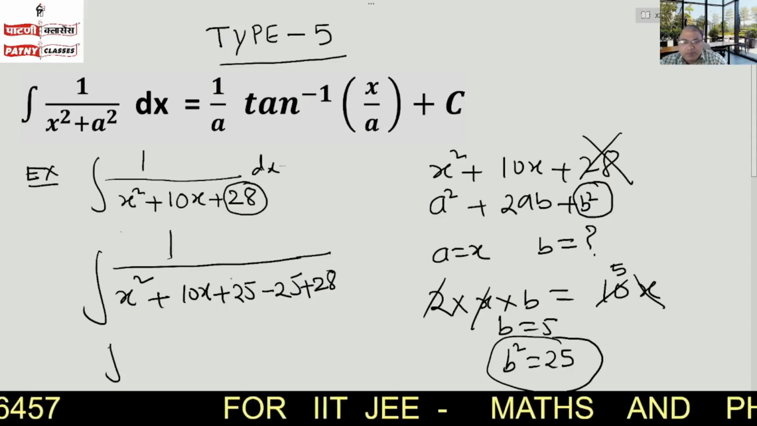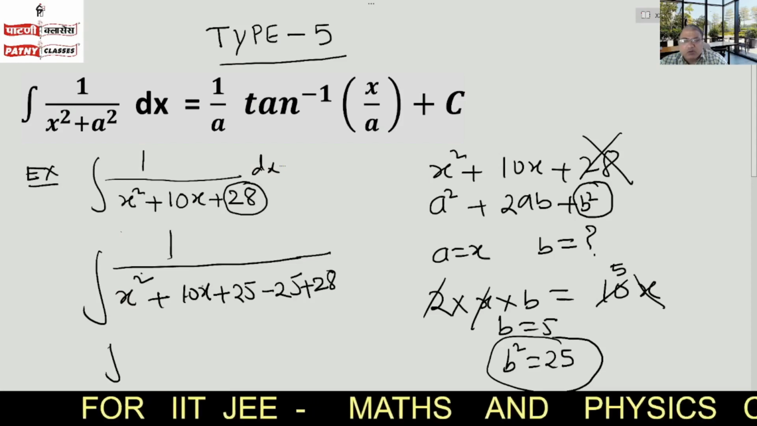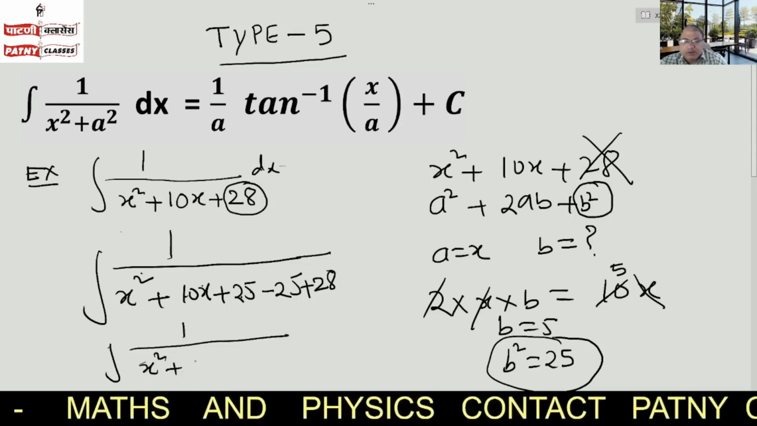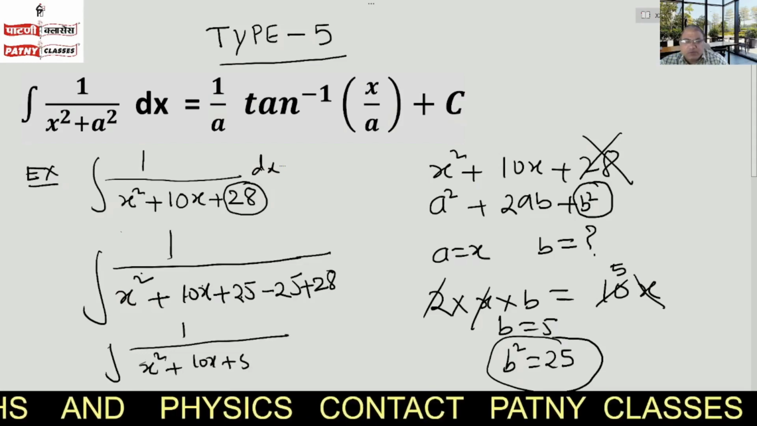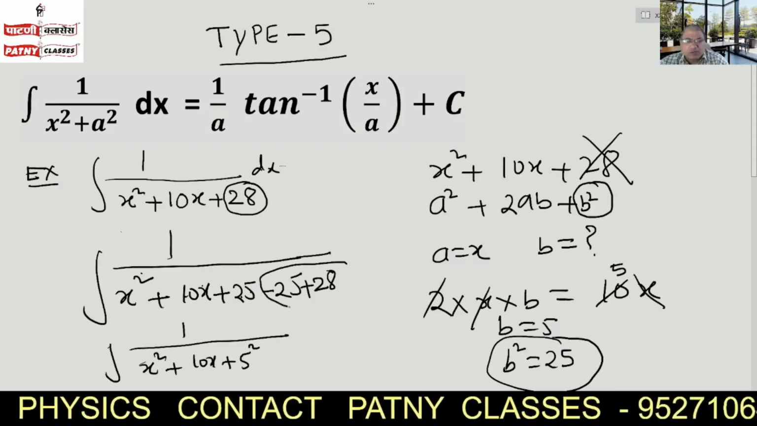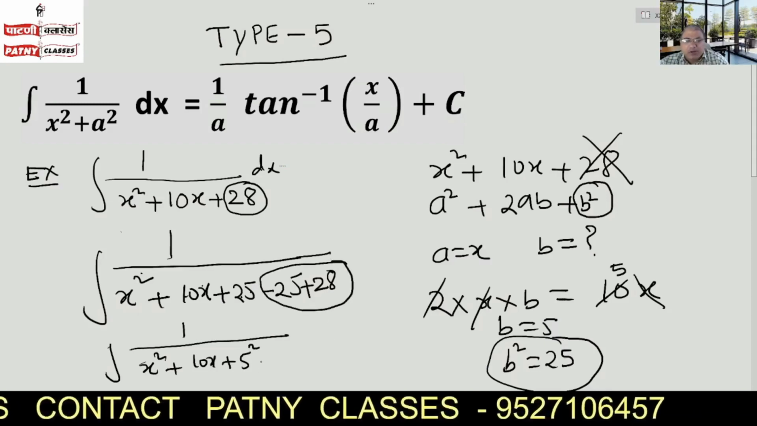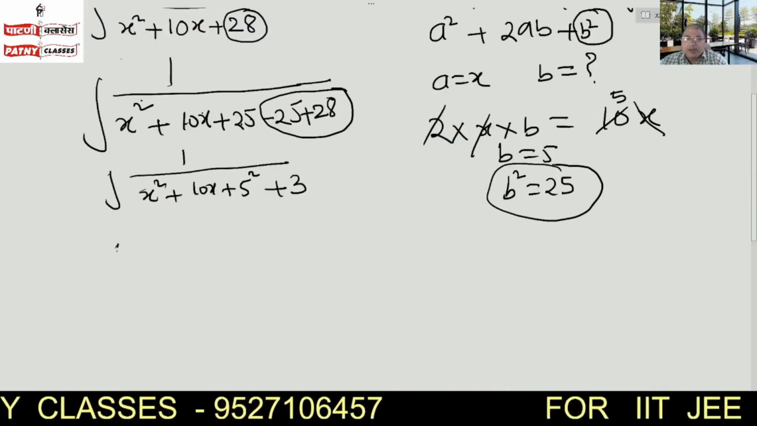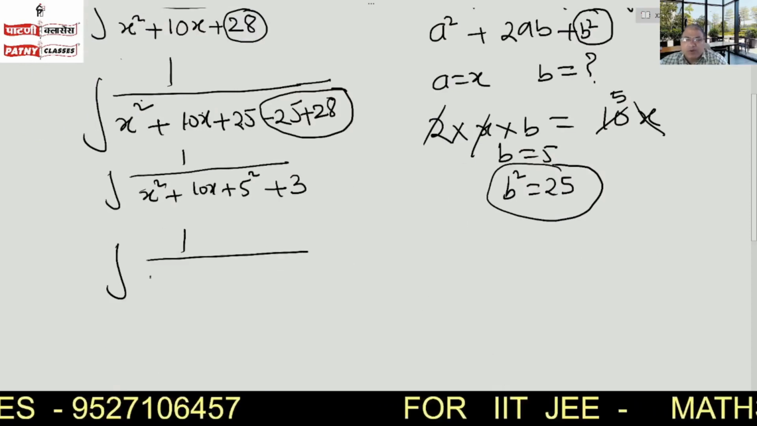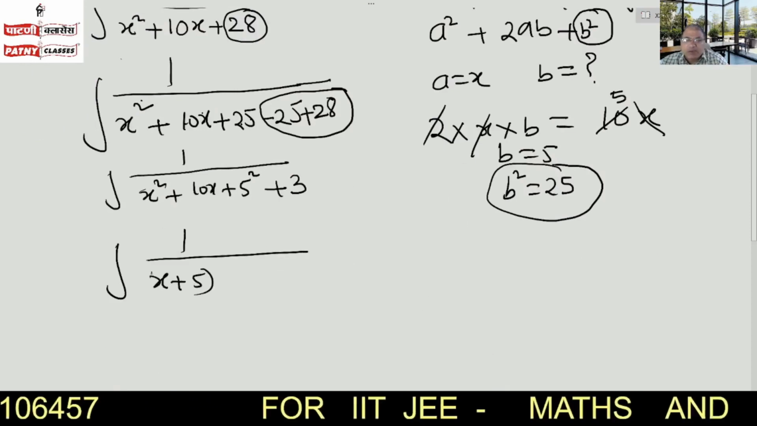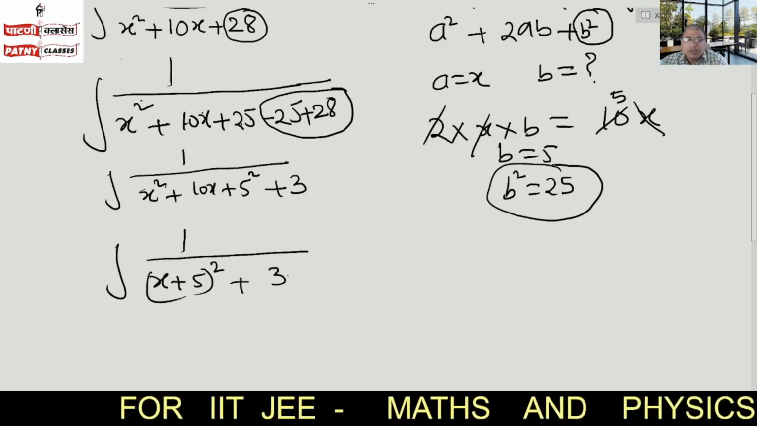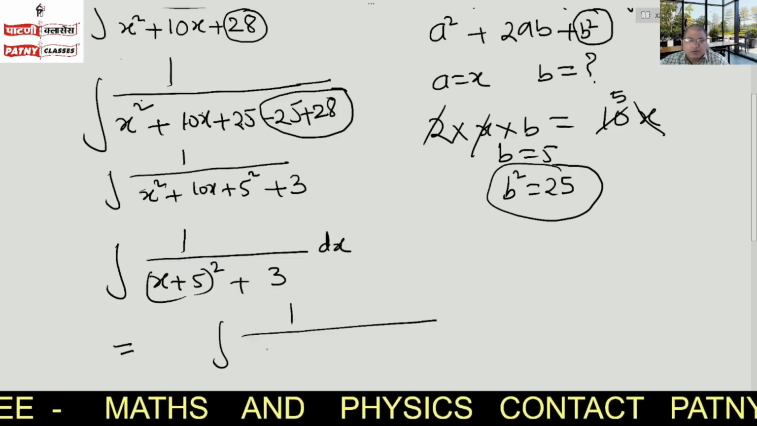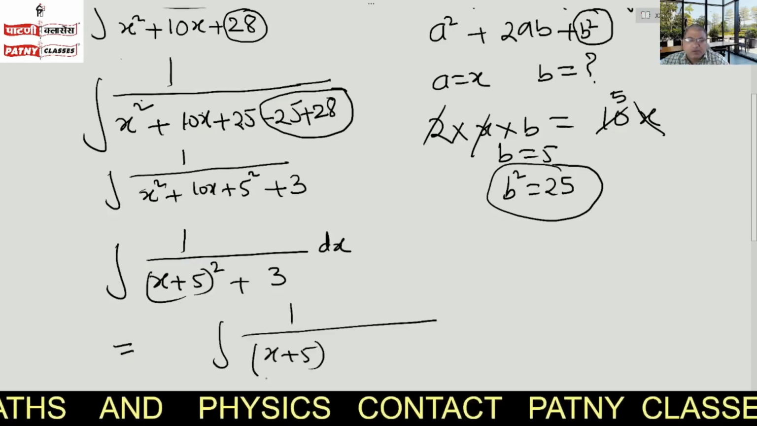Now it is a perfect square. Check: a square plus 2ab plus b square, that is x square plus 10x plus 5 square, and these two terms, 28 minus 25, become 3. What can I do now? It is a perfect square, so it becomes the integration of 1 upon x plus 5 whole square plus 3 with respect to x.